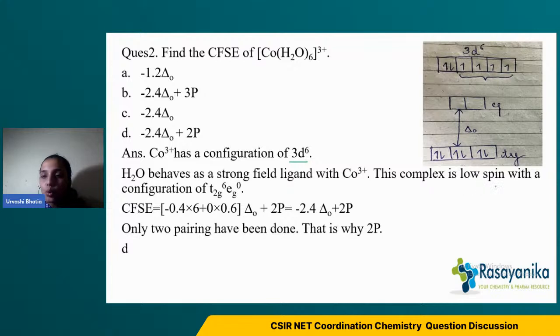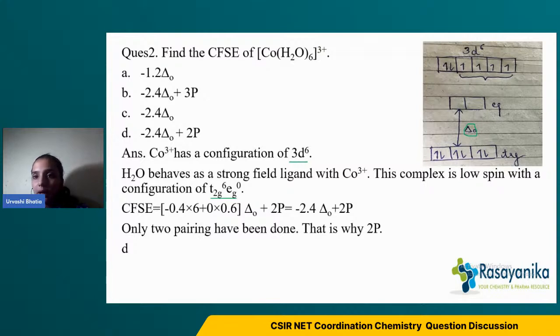This complex is low spin with the configuration of t2g6 eg0. Here you can see that this is the splitting. Now, since it is acting as a strong field ligand, this delta naught, the crystal field splitting, is going to be high, and the gap between the eg and t2g is going to be high, right?